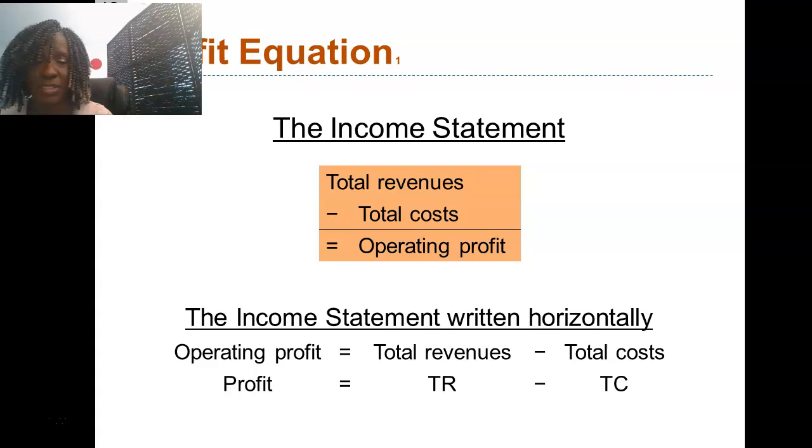First, we want to start with the income statement. As you already know, revenues minus your expenses give you your profit. Now, again, we're going to change some of the wording here, but essentially you'll be able to see why we're changing those words and how they're very similar to financial accounting. So our operating profit is going to be our revenues minus our expenses. Here we're saying costs. We're not saying expenses.